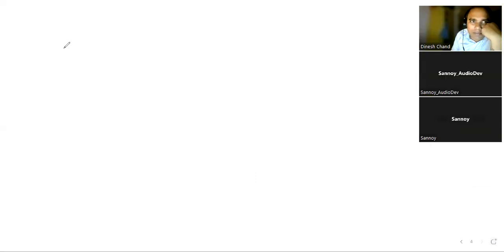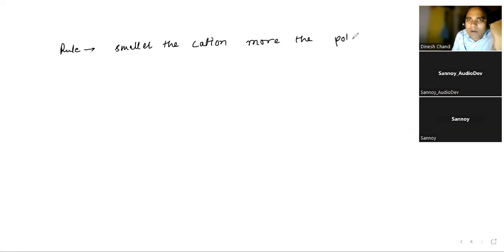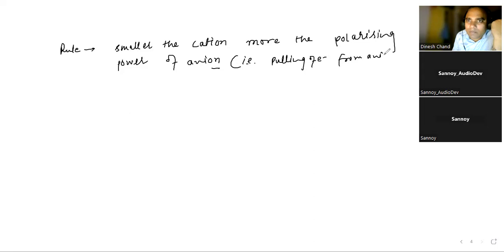Okay, now rule 1. Rule 1 is: smaller the cation, more the polarizing power of the anion. What do we mean by polarizing power of the anion? It means pulling of electron from the anion. So the cation should be smaller. This is rule number 1.